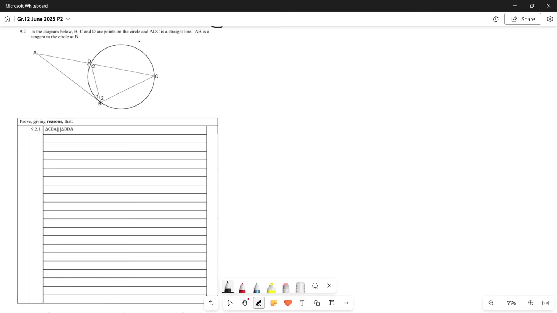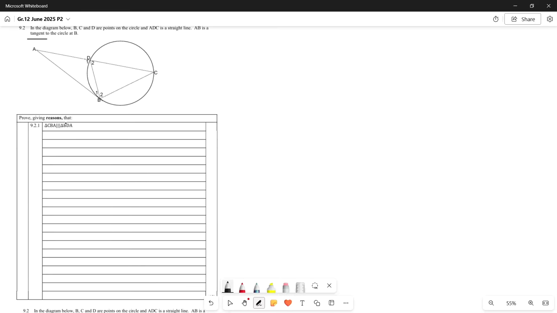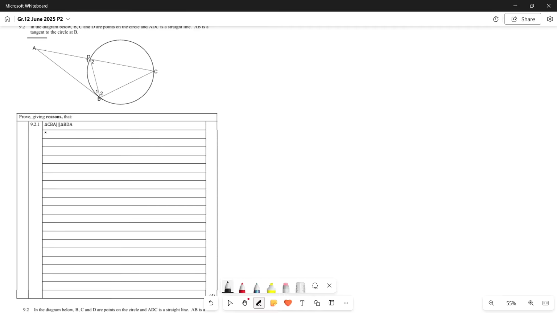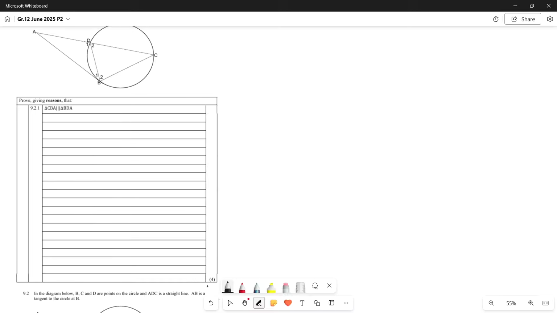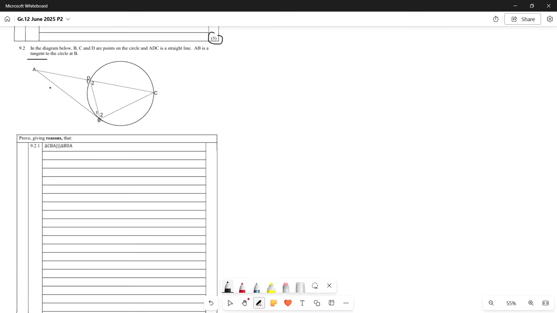And then question 9.2: in the diagram below, B, C, and D are points on the circle, and ADC is a straight line. AB is a tangent to the circle at B. Tangent, always important. Prove, giving reasons, that triangle CBA is similar, so the angles are exactly the same, to triangle BDA. So this is a 4-mark question. So we have triangle CBA over there and we are proving that it is similar to triangle BDA over here.